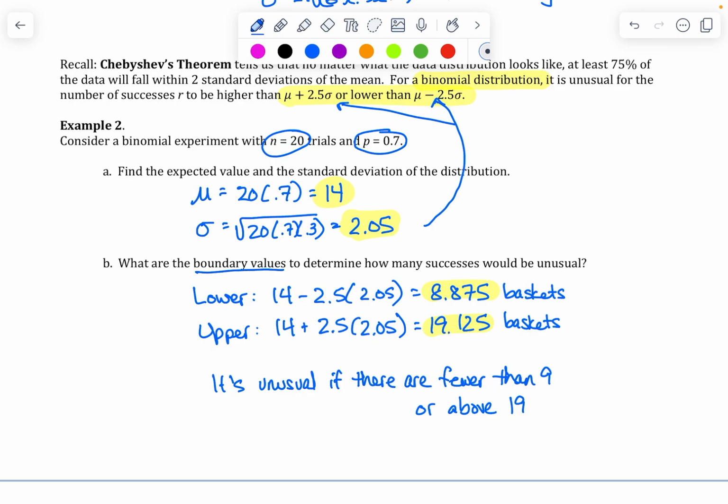Remember, 8.875 really is 9, and 19.125 goes down to 19. So anything beyond those values would be considered unusual. All right, so that's sort of a quick version of the notes. I, of course, will be available for any questions, but it's very computational, so hopefully it makes some sense to you, and let me know if you have any questions.